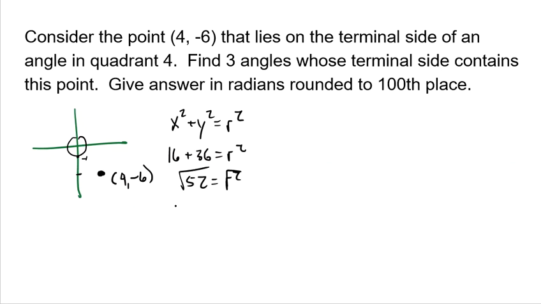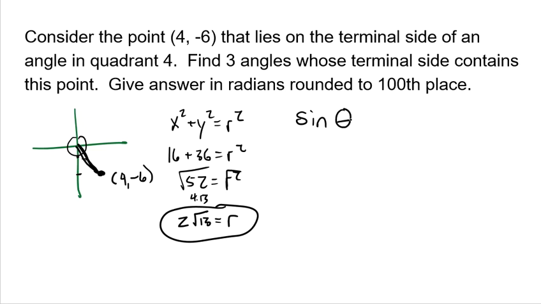52 is divisible by 4, so it's 4 times 13, so that's 2 radical 13. Always got to reduce square roots, equals r. Now, r is always positive. So now, to find the angle, it actually wants me to find 3 angles that terminate at this spot. So you could use sine, cosine, or tangent. I don't care. It's completely up to you. Let's use sine just to show this.